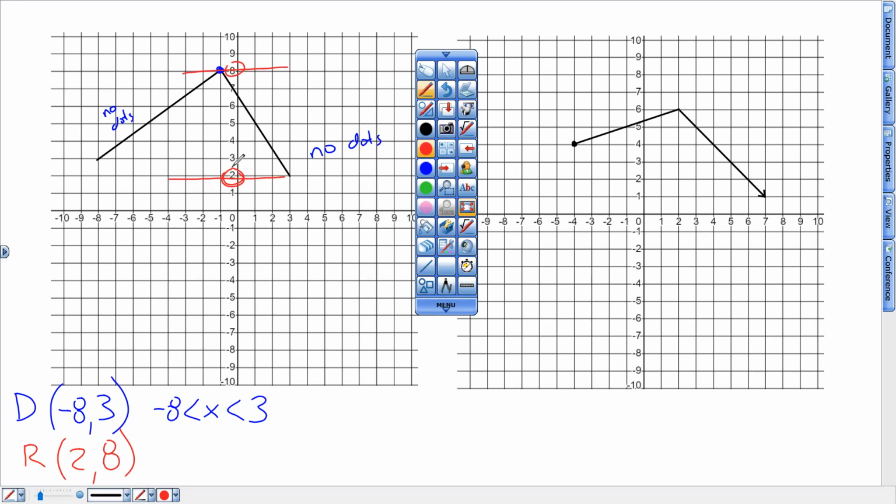Range is usually the hardest. Domain is usually a little bit easier for people. And then my interval notation is 2 less than y less than 8.